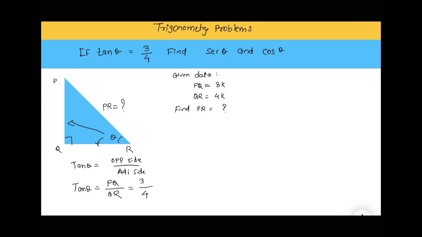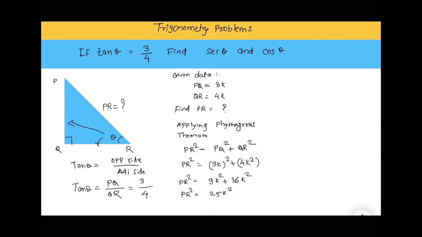Let's again apply Pythagoras theorem. As per Pythagoras theorem, PR square, which is hypotenuse square, is equal to PQ square, that is side 1 square, and QR square, that is side 2 square. Putting in the values from the given data, PR square is 3K square plus 4K square.